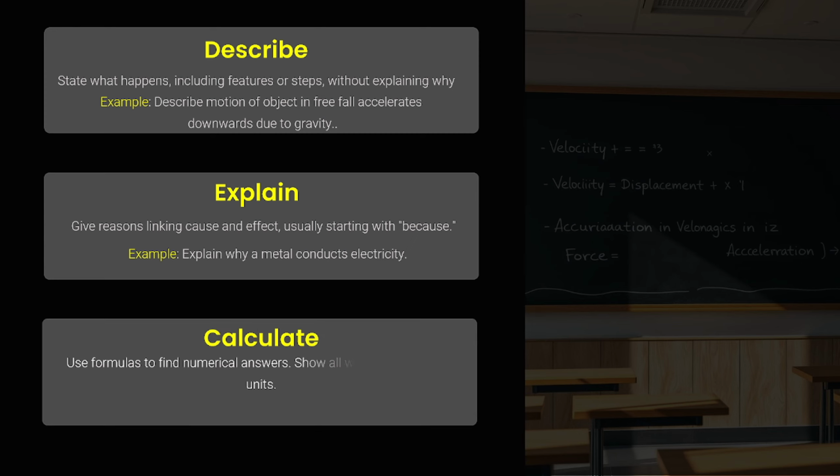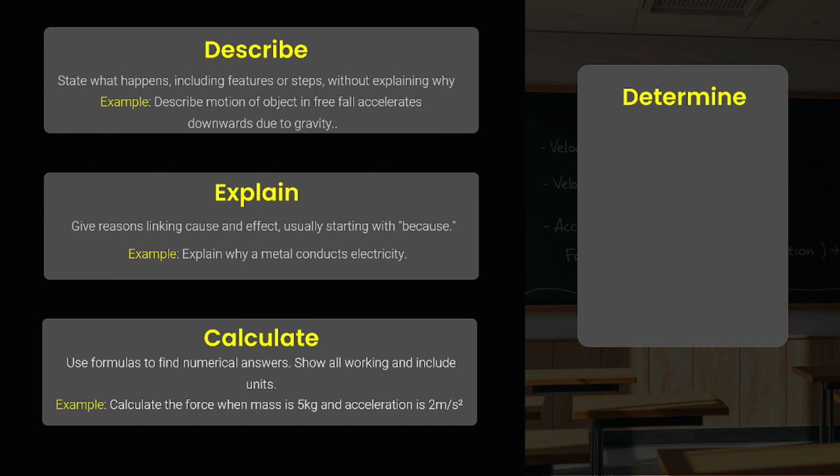Calculate. Use numbers, use formulas, and always show your working. For example, calculate the force when mass is 5 kg and acceleration is 2 meters per second squared. The answer would include the steps: F equals ma, 5 times 2 gives 10 Newton. Use the correct formula, substitute values, and place a unit at the end.